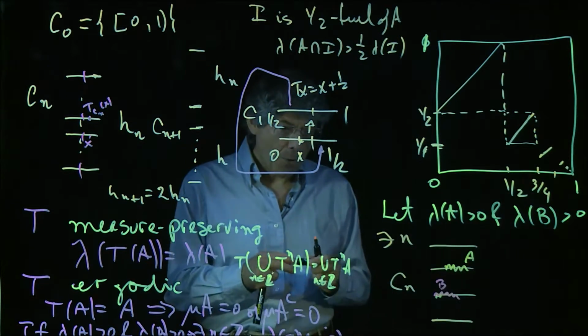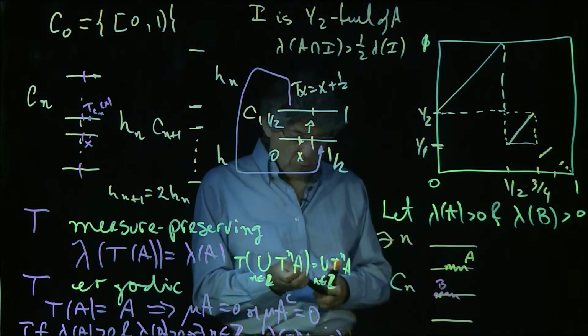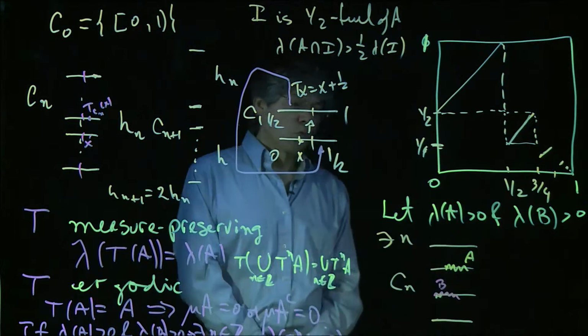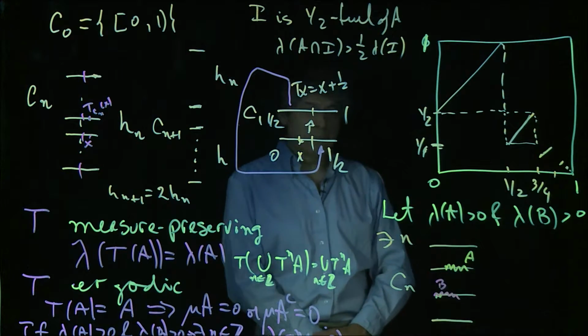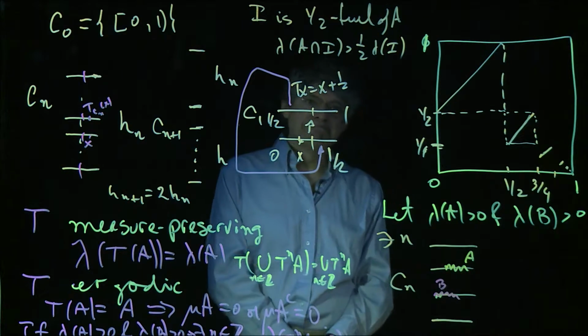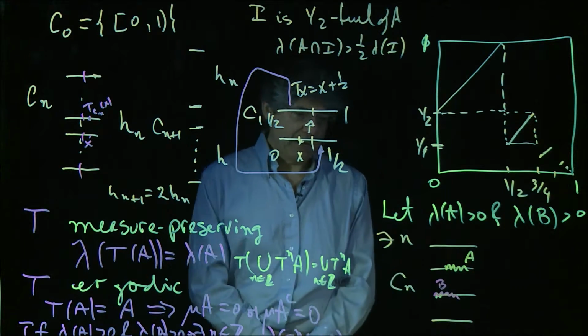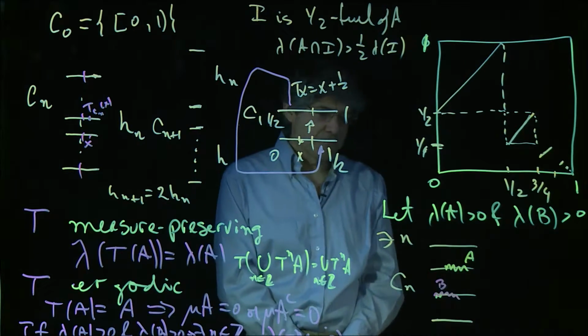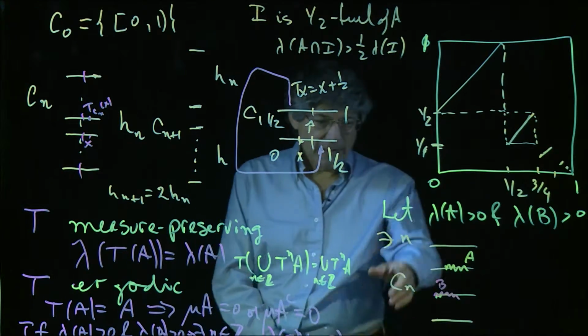Now, the first argument we are using here is that we can find a single column where there are levels that are both at least half full of A and B respectively. This follows from the measure theoretic properties of the columns, and this is an important part. So we can find a single column.